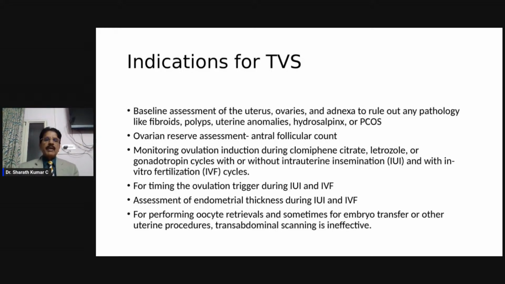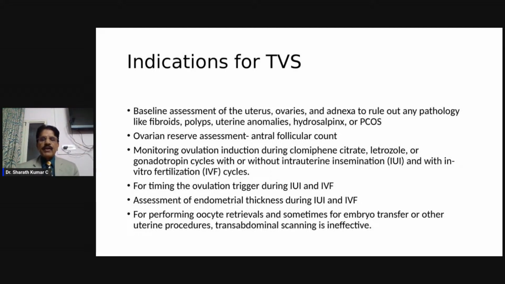And indications for TVS: baseline assessment of uterus, ovaries, adnexa to rule out any pathology like fibroids, polyp, uterine abnormalities, hydrosalpinx, PCOS. Ovarian reserve assessment, antral follicular count, monitoring ovulation, timing of the ovulation for triggering during IUI and IVF, assessment of endometrial thickness for IUI and IVF, for performing oocyte retrievals and sometimes embryo transfer and other uterine procedures.